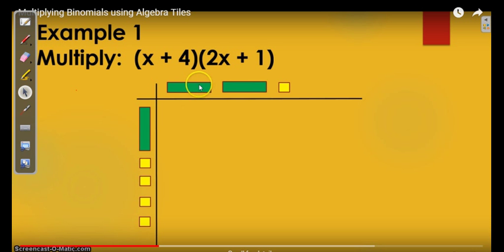Okay, remember that what we're doing is we're doing multiplication. So now we're going to multiply.